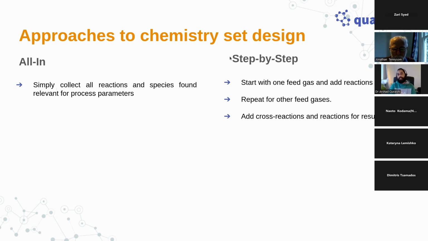In the second method, step by step, you can start with one feed gas and add reactions one by one. You can repeat the same procedure for other feed gases as well, and then you can add cross sections and the reactions for the resulting species. The advantage of this method is you have more control, in the sense you can easily identify problematic reactions or the missing ones. And the downside of this method is it takes more time to set up the entire chemistry process.